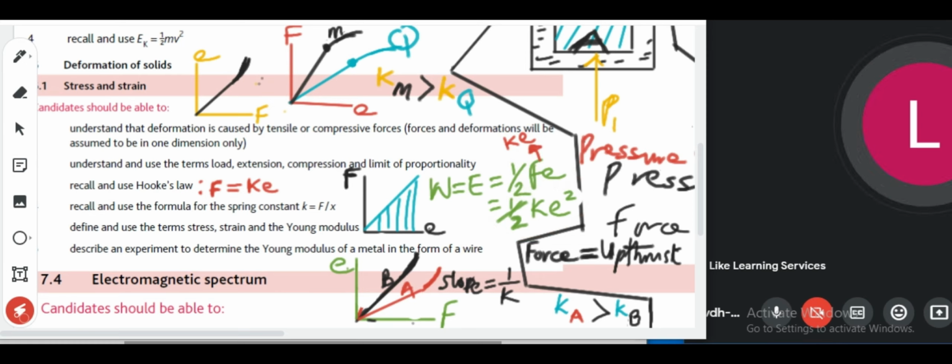So the energy stored in a spring is half K E squared in terms of the spring constant, or half F E in terms of the force and the extension, which is equal to half K E squared in terms of the spring constant K, and of course the extension.